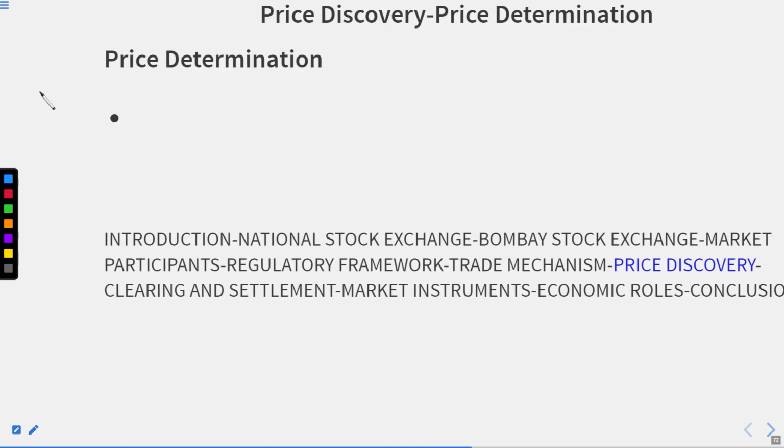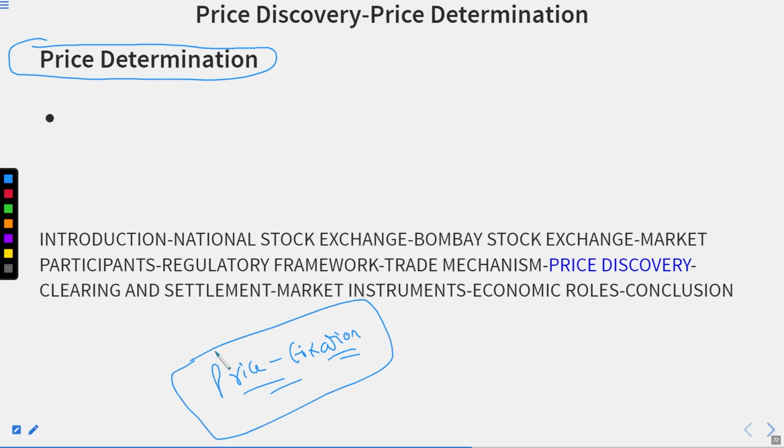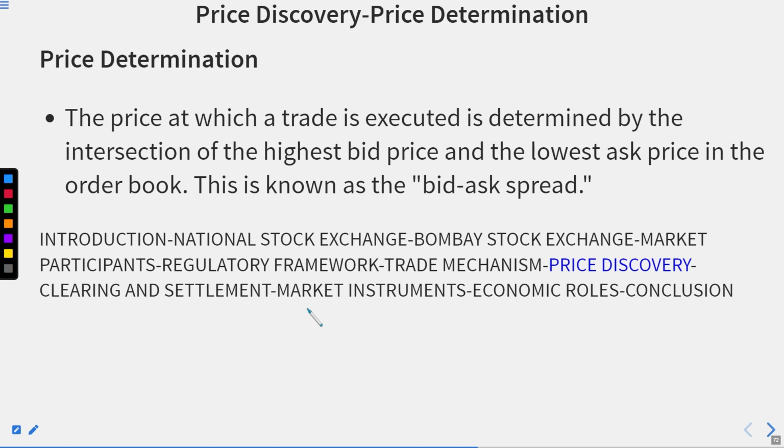Now let's move forward. Thereafter, we have the price determination. Price determination is also known as price fixation, like how much price should be charged. The price at which a trade is executed is determined by the interaction of the highest bid price and the lowest ask price in the order book. This is known as the bid-ask spread.